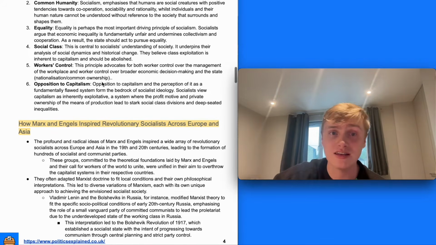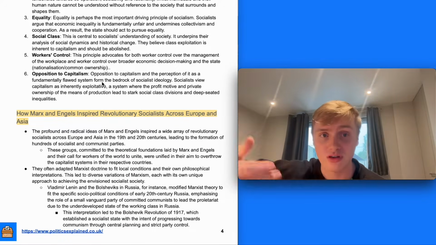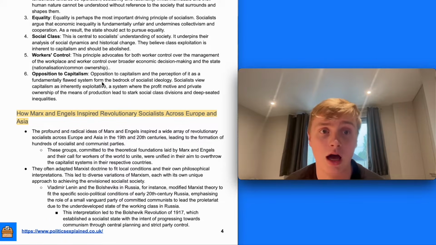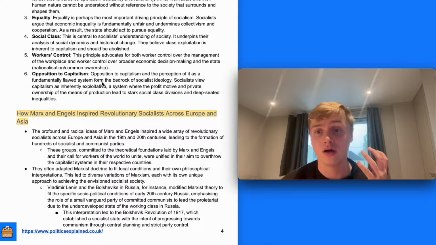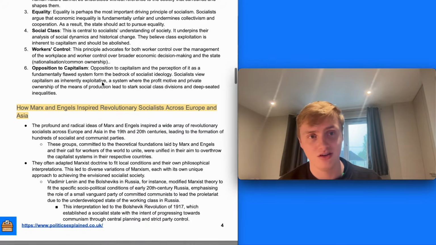Social class is really central to socialist understanding of society. So it underpins our analysis of social dynamics and historical change, as we looked at with that historical materialism. They believe that this class exploitation is inherent to capitalism, so the oppression of the proletariat by the bourgeoisie, and therefore capitalism should be abolished.